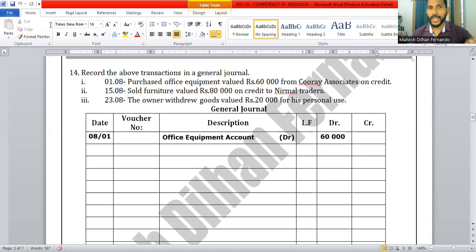Stop all your work, please. When you write the credit entry, you can't start it from this corner. Excuse me.